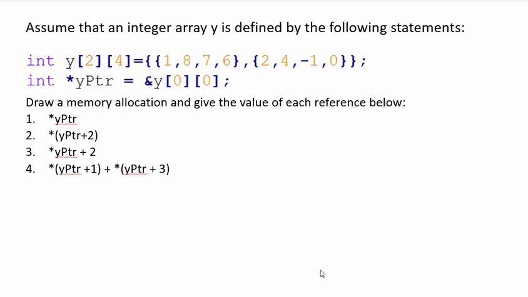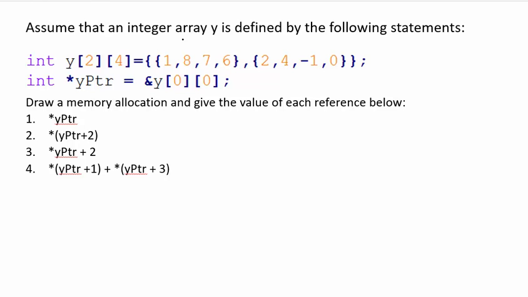For my pointer to y, I could have just said asterisk y pointer equals y, but I was very explicit right here, and I said asterisk y pointer equals address of y element 0, 0. I intentionally made that very explicit for you so that there was no confusion. It says draw the memory allocation and give the value for each reference below, because I am using the dereference operator here, the asterisk. So first let's just draw the memory allocation.